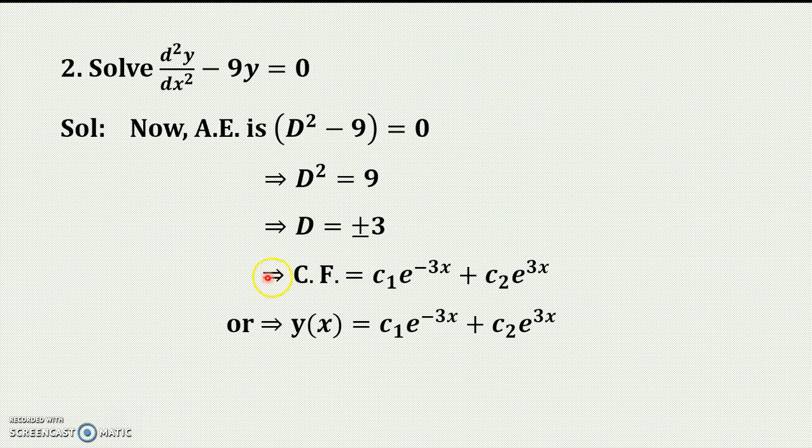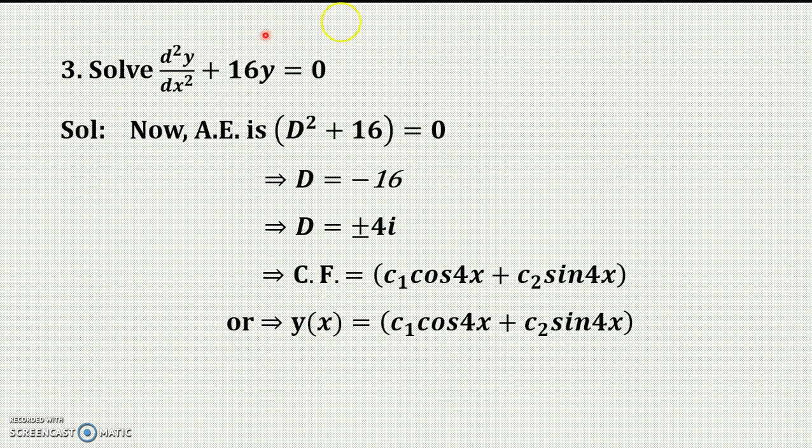In the next example, we see d2y by dx square minus 9y equal to 0. So clearly the auxiliary equation is D2 minus 9 equal to 0. So it implies that D2 is equal to plus 9, and therefore D is equal to plus minus 3. Since we get real and distinct roots, the first case occurs, therefore the complementary function becomes c1 e raised to power minus 3x plus c2 e raised to power 3x. Again f of x is equal to 0, therefore the complementary function directly becomes the solution here.